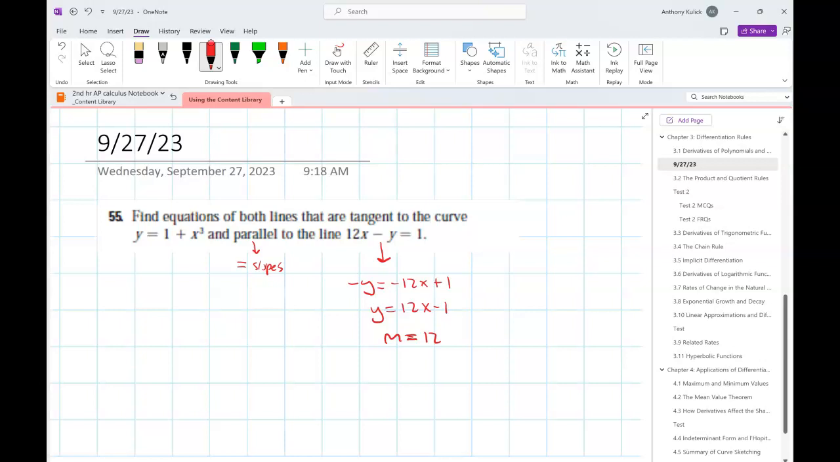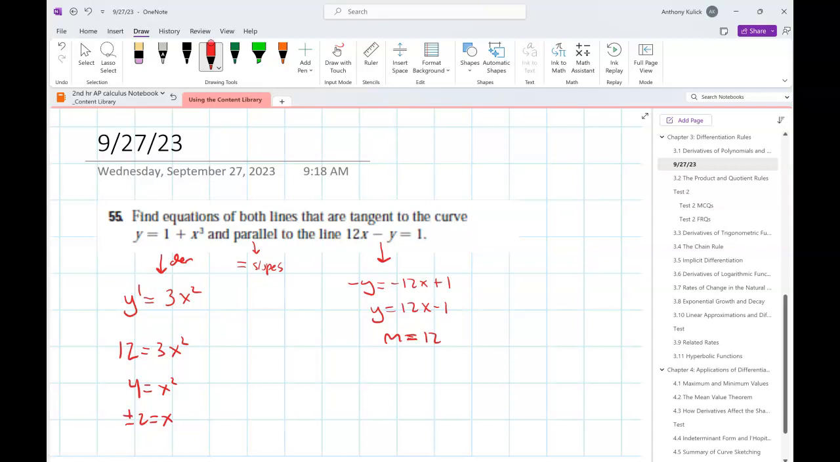Okie dokie so far? Now I need the derivative if I'm going to talk about the slopes. So what's the derivative of 1 plus x cubed? 3x squared. The 0 plus is fine. And so I'm interested in when that derivative is equal to 12, the slope. So I divide both sides by 3, and then I square root both sides, and I get x is plus or minus 2.